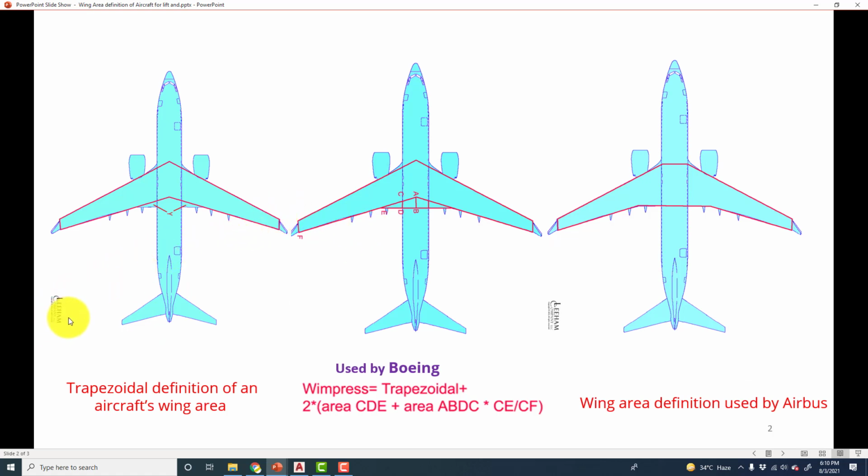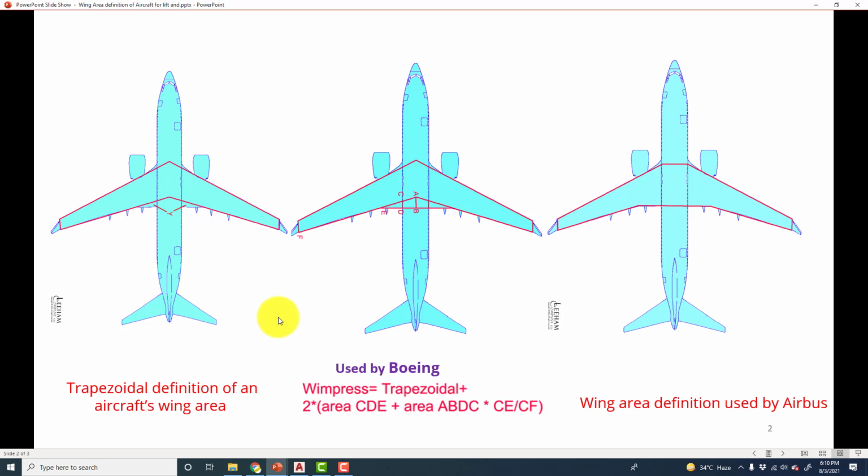And here we have some reference from the Leeham website. There are basically three methods. One is the trapezoidal definition of aircraft wing area. In that case, we just extend the line of the wing up to the center of the fuselage, so that these two lines from the two sides of the wing meet at some point. Similarly for the lower side, and just find the area of this trapezoid, and you get the surface area. This is one definition. And in this case, you will ignore these areas.